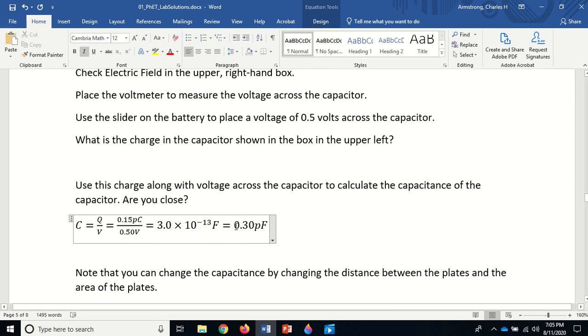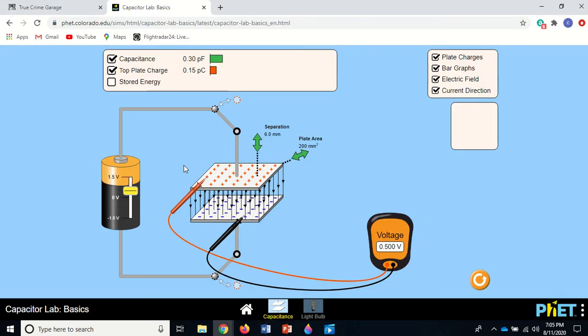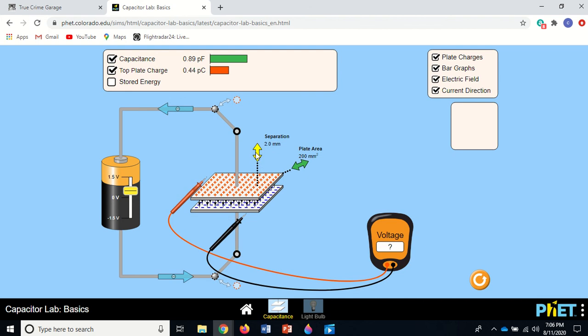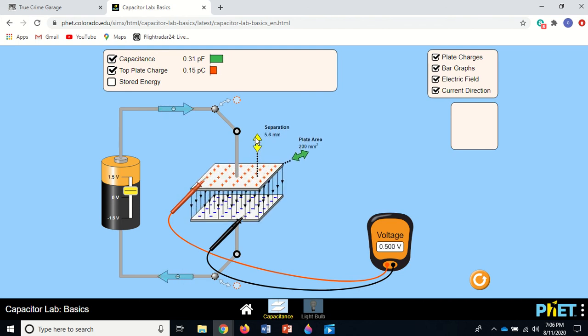Okay, which is equal to 0.30 picofarads, which is what the capacitance is right there. So it worked. That's it for this, but I just want you to notice we could change the capacitor. If I'd gotten on top of it and I didn't have all those classes at Sac City, we would have done more with this.